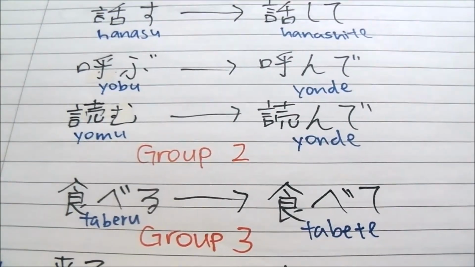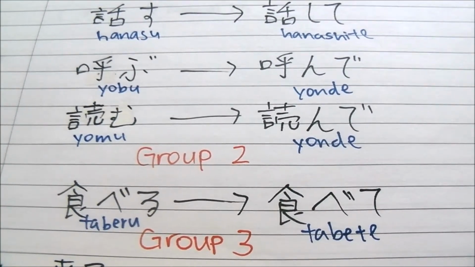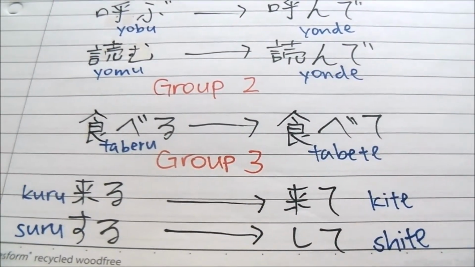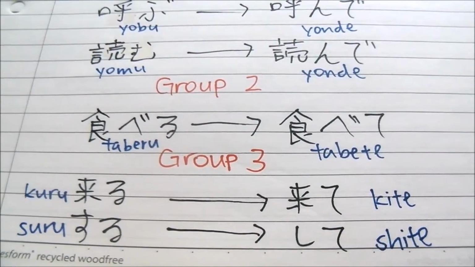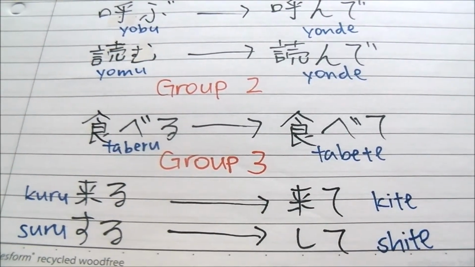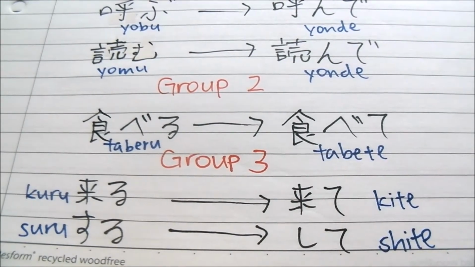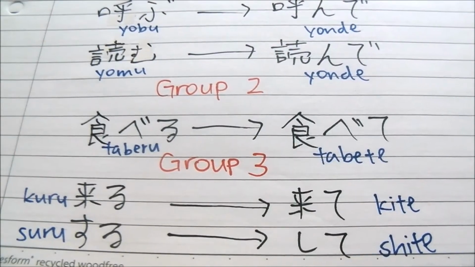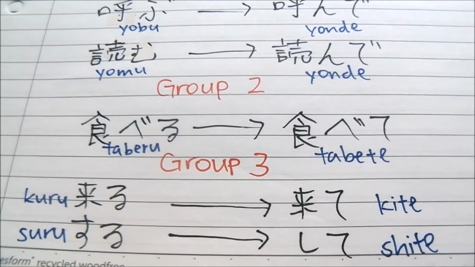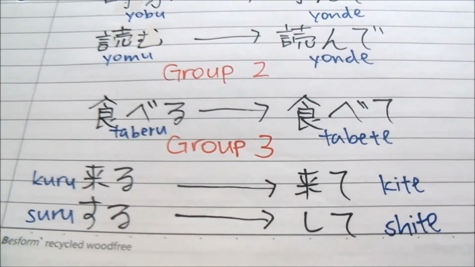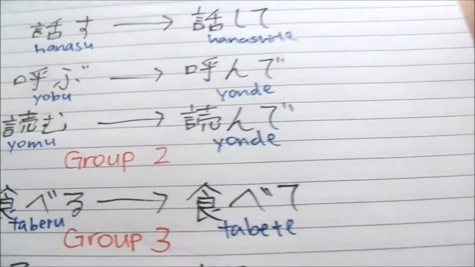In group 2 verbs, you have taberu. Take away the ru, put a te: tabete. And in group 3, kuru will become kite. The kanji will just be ki. And suru will be shite. I just realized that for all those you have learned, this kanji has always been ku or ki. Actually, there's also another pronunciation, ko. Anyway, that's just extra.